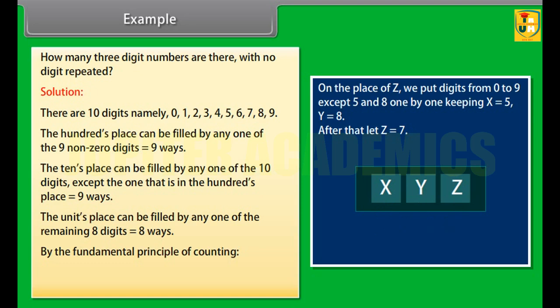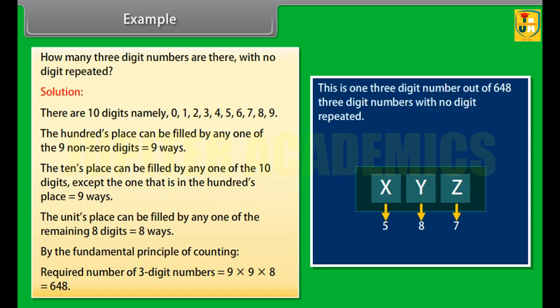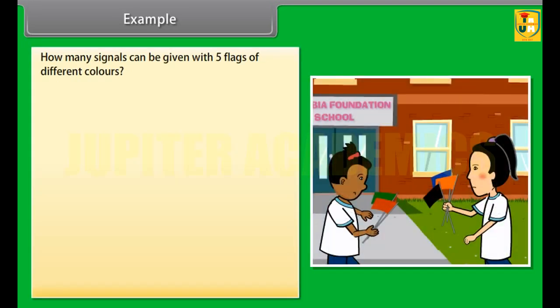By the fundamental principle of counting, required number of 3-digit numbers is equal to 9 into 9 into 8 is equal to 648. How many signals can be given with 5 flags of different colors?